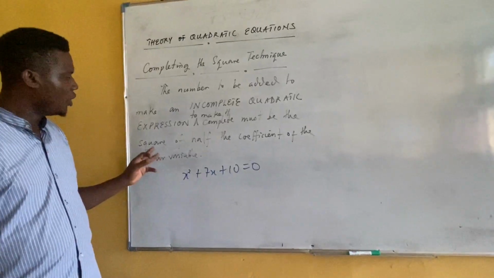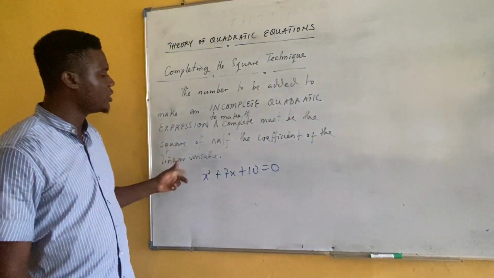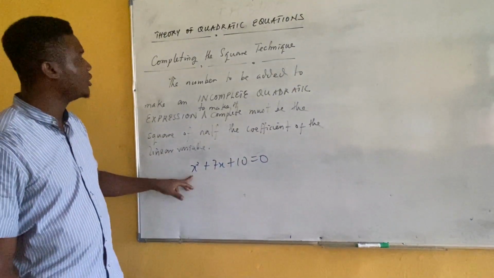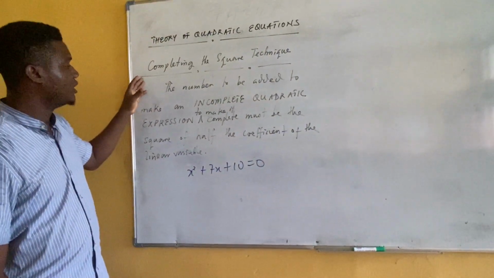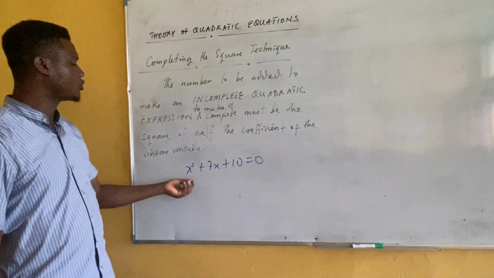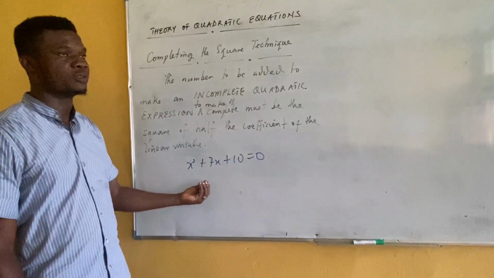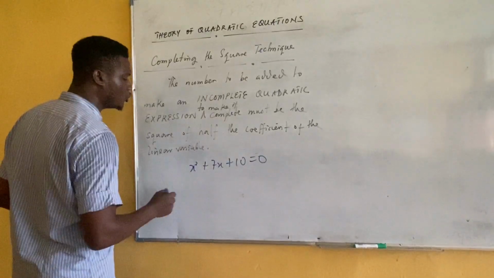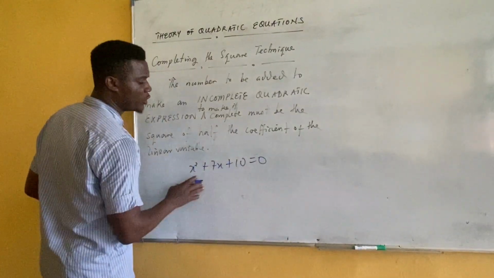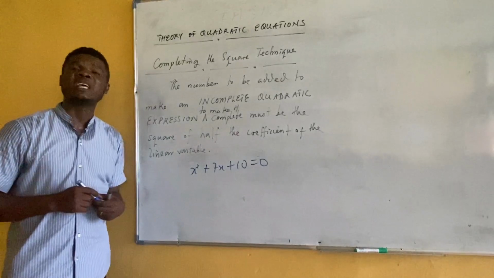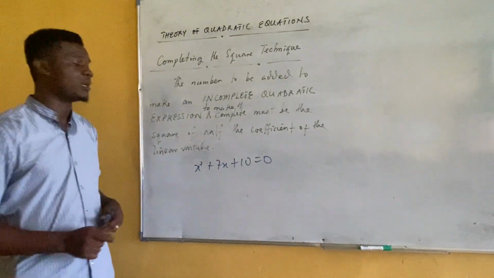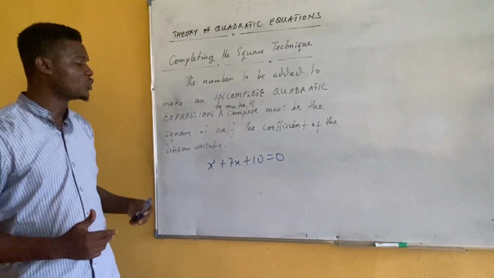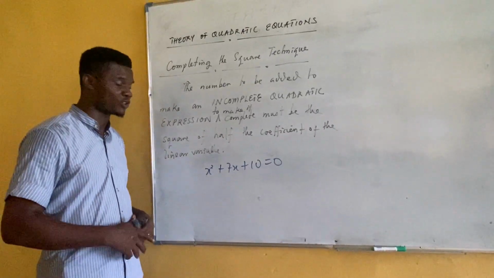Now, one other thing you must know here is that in solving this quadratic equation using the completing the square technique, you must understand how to work with simplification of algebraic problems. So let us see. Now, the first thing I'm going to do is to make this quadratic equation incomplete. If you watch the first episode, you must have heard me say something about an incomplete quadratic expression. So I would want you to watch that video to see what an incomplete quadratic expression really is.